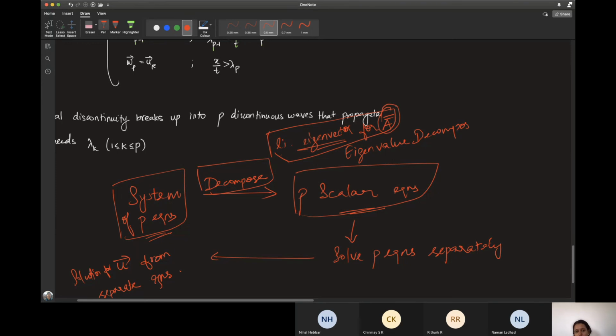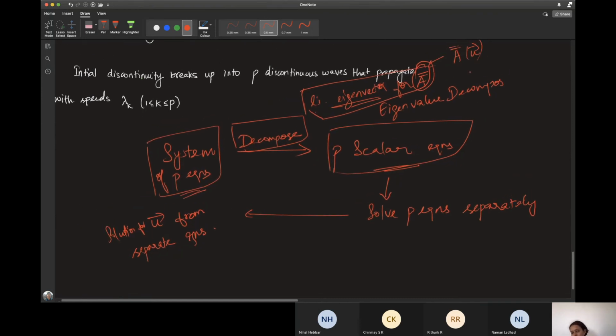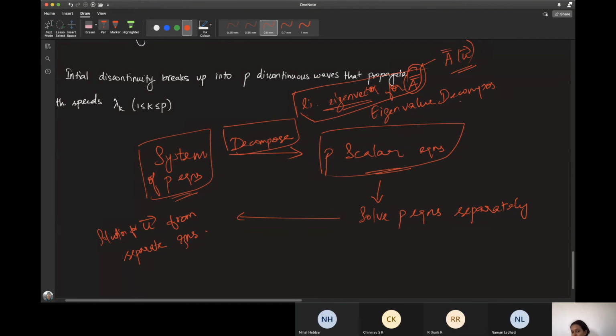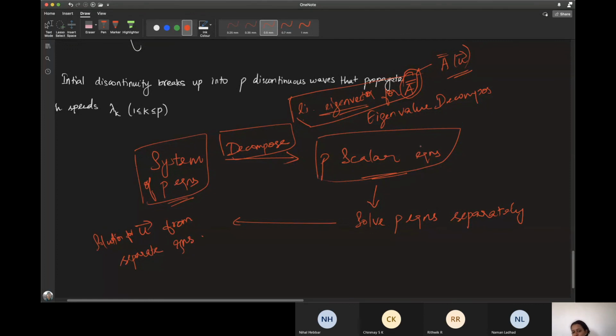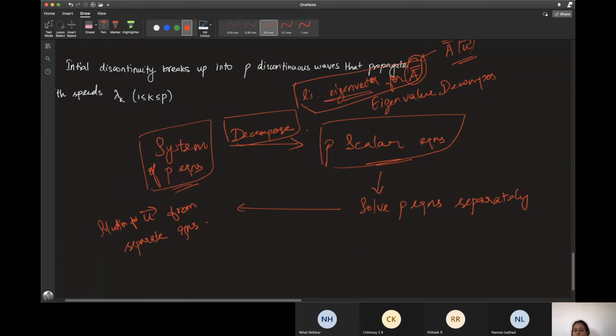Next class we'll see what happens if this A matrix is not a constant, because in the physical systems that we encounter, the A matrix is not a constant. A matrix will be a function of the U vector. In that case, we'll see how to do this decomposition and how to get these P scalar equations. We are just transforming the system into simple scalar equations, finding the solution in that domain, and then transferring it back to get the solution for the full system. With linear independence of eigenvectors as the tool, this becomes possible.